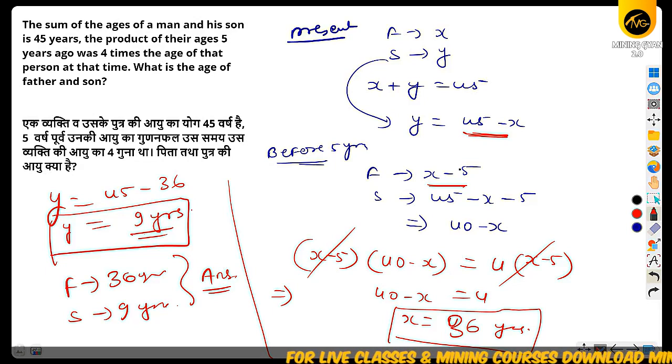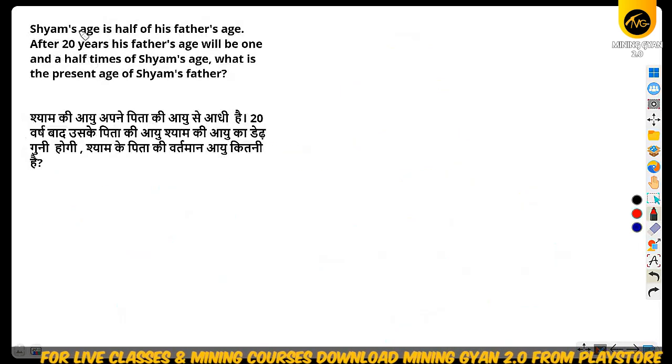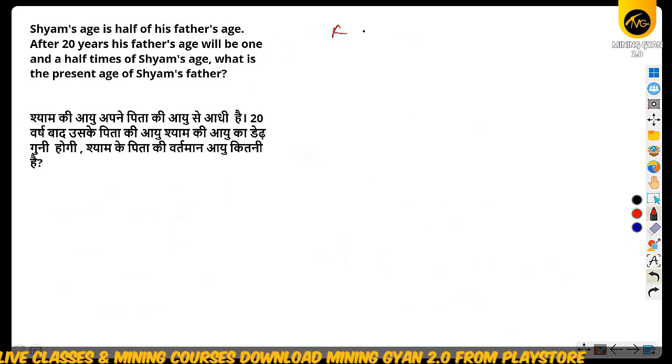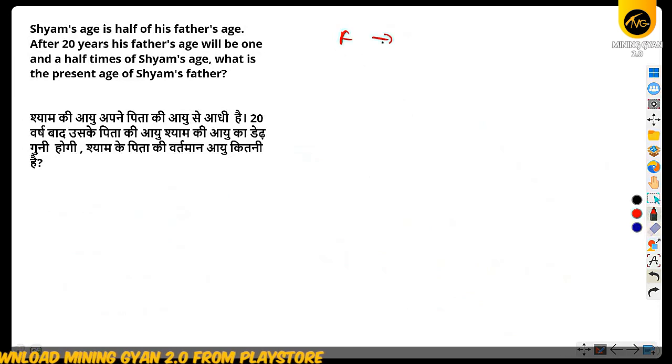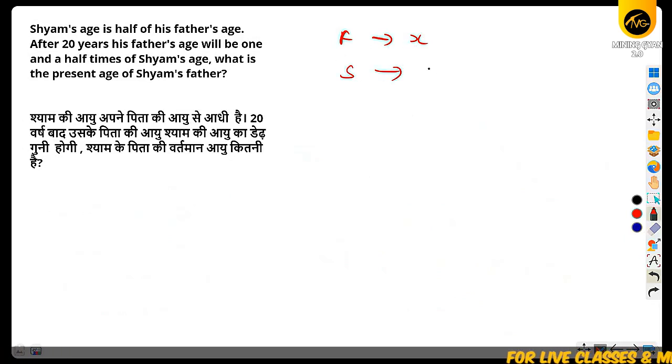Okay, now we have 2 or 3 questions more. Okay, Syam's age is half of his father's age. So suppose father's age is x. Age of father is x. Now Syam's age is half of his father's age. So Syam's age, or you can say the age of son, is half of his father's age. That means x divided by 2, right?